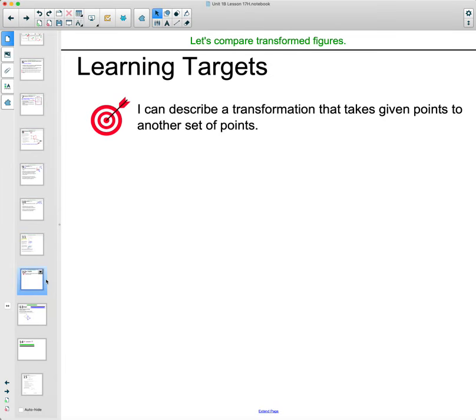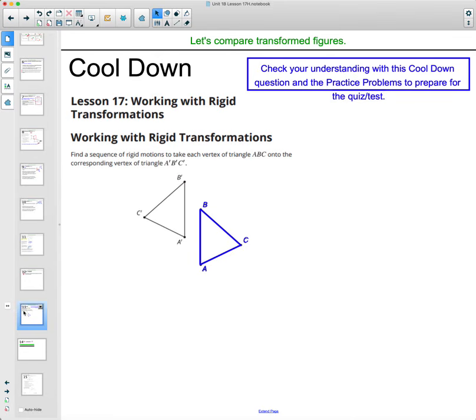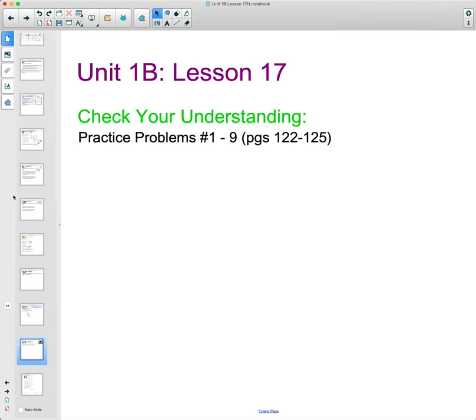So hopefully you can describe transformations that take given points to another set of points now. And then you can try this cool down. And then you can work on your lesson 17 practice problems on page 122 to 125.